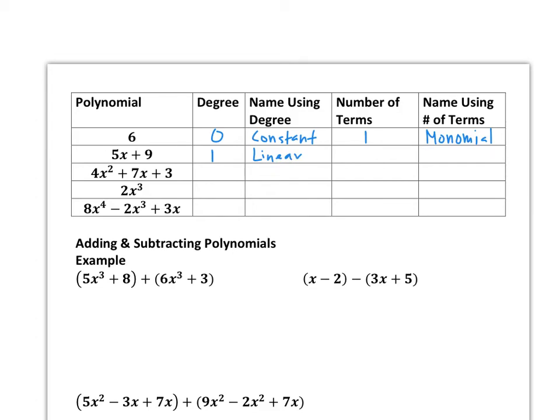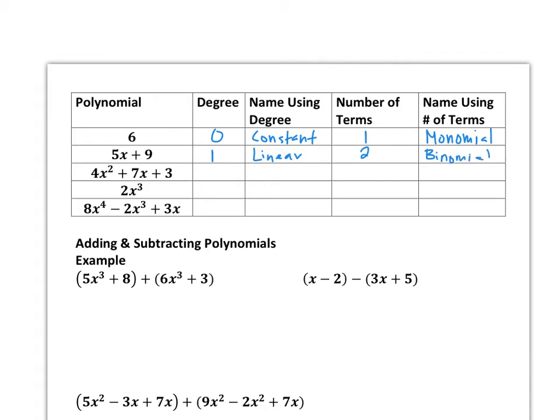All right, terms, we're talking about number of terms. We're talking about how many things separated by either a plus or a minus sign. So there are 2 terms here, and when we have 2, we call that a binomial.